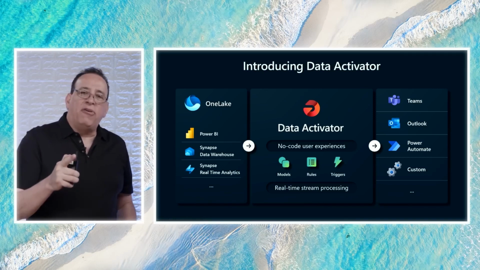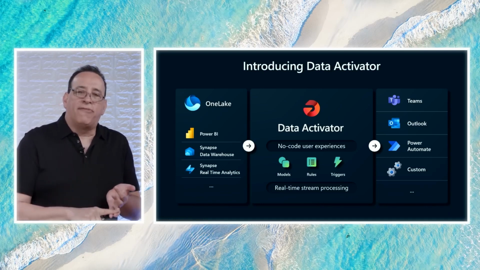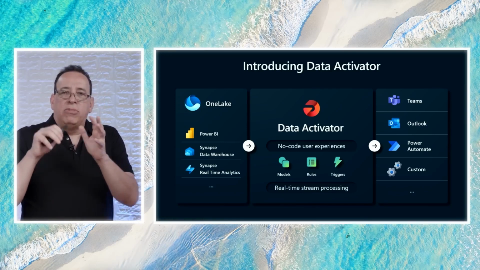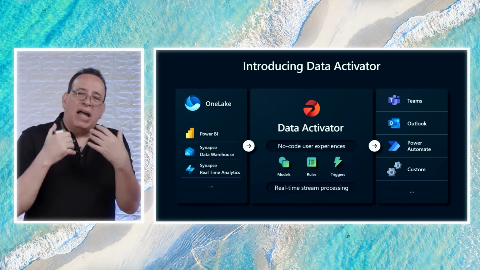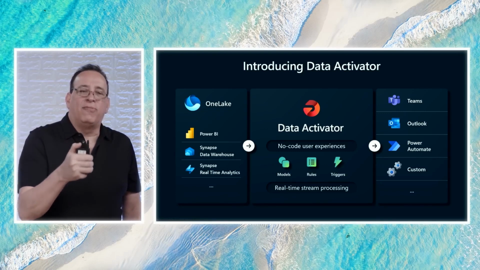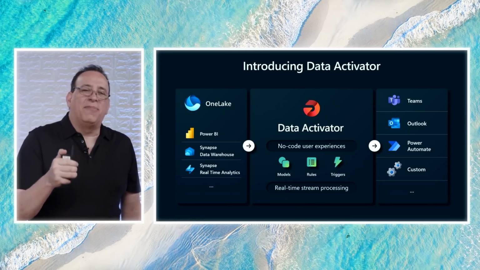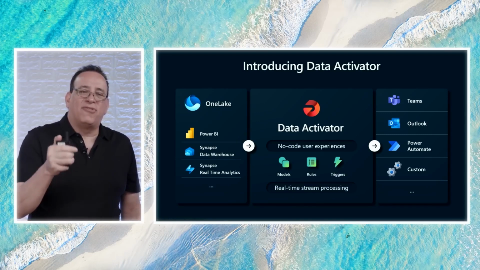And when something is found, we can notify a user, we can start a Power Automate flow, we can call the stored procedure or maybe an Azure function. This is a system that automatically takes action whenever something's happened that needs to be taken action on. So let's take a look for the first time. What is Data Activator? Let's run the video.